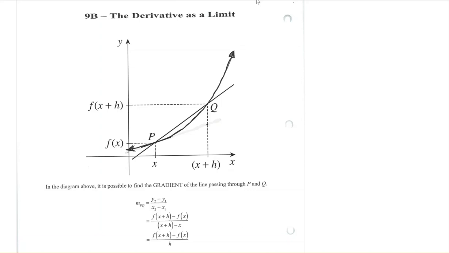Okay, last lesson, our introduction to differentiation. We learned that the derivative is the gradient. And if we can draw a tangent to our curve and use rise over run, we can find the gradient at certain points along the curve.